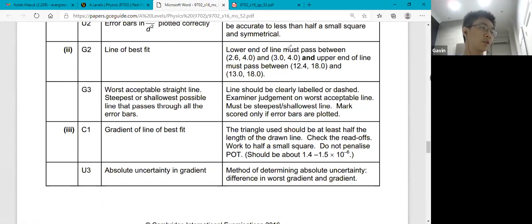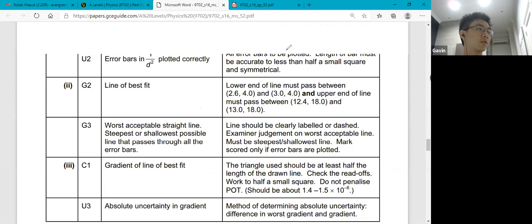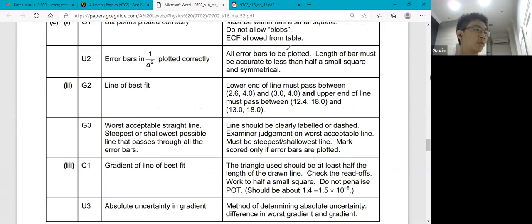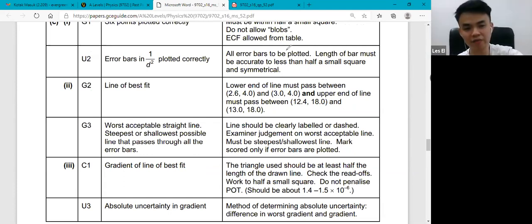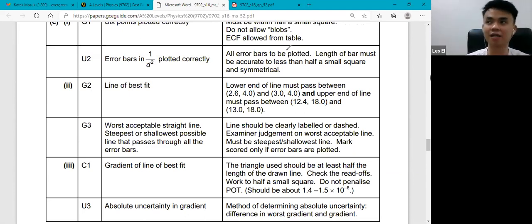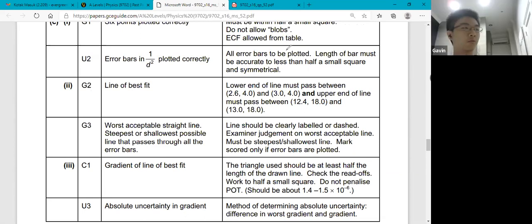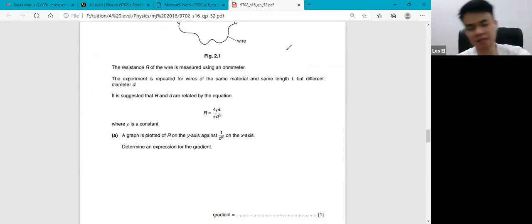So the mark scheme says for the worst acceptable line, it has to pass through all the error bars. So if the first dot doesn't have an error bar, it's the steepest or the shallowest possible line that passes through all of the error bars. You cannot pass through all, so I never do that. Usually I just take the most left. But the first dot doesn't have an error bar because the uncertainty is so small. Oh yes, it's fine. It's too small to be drawn.